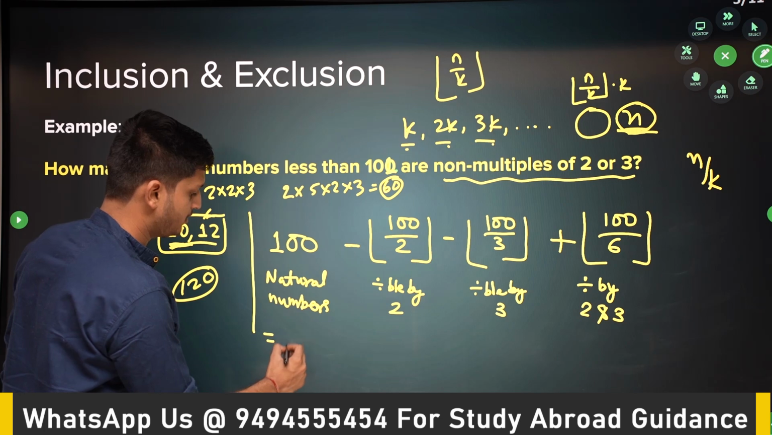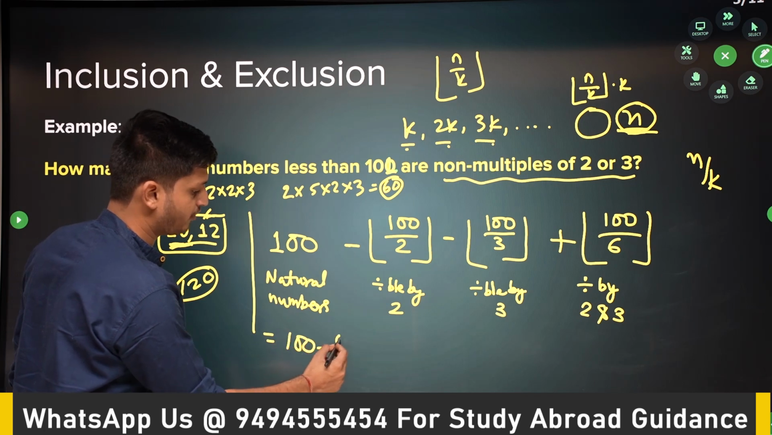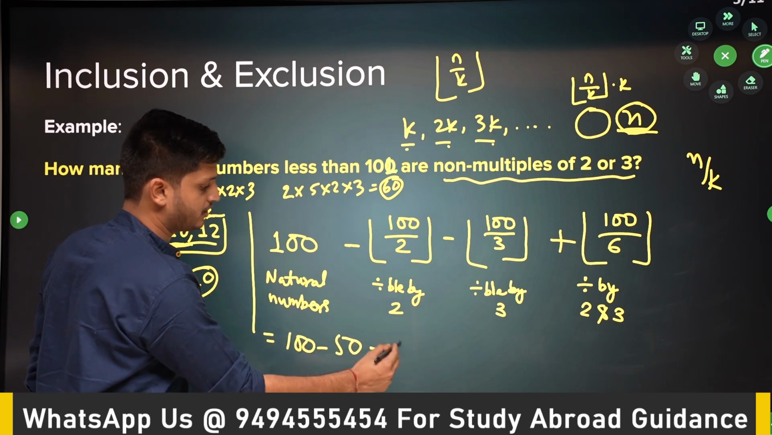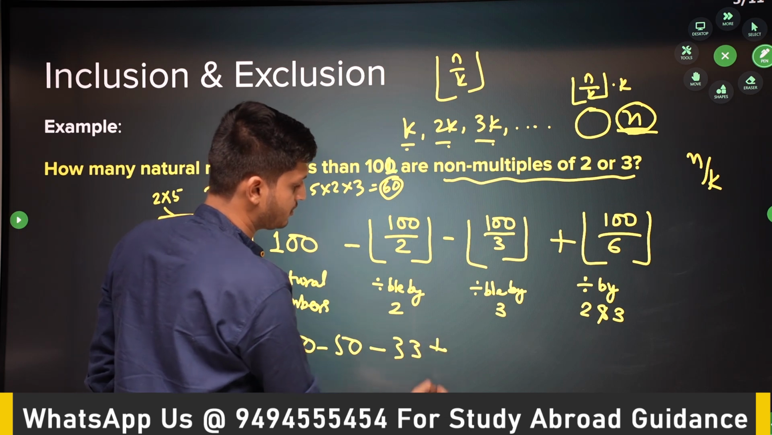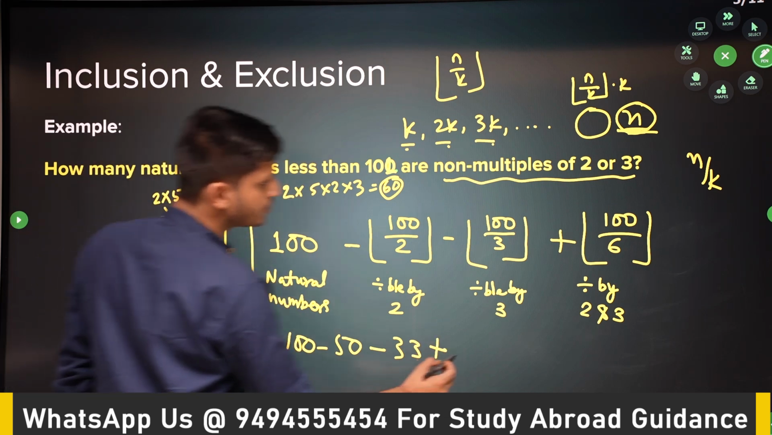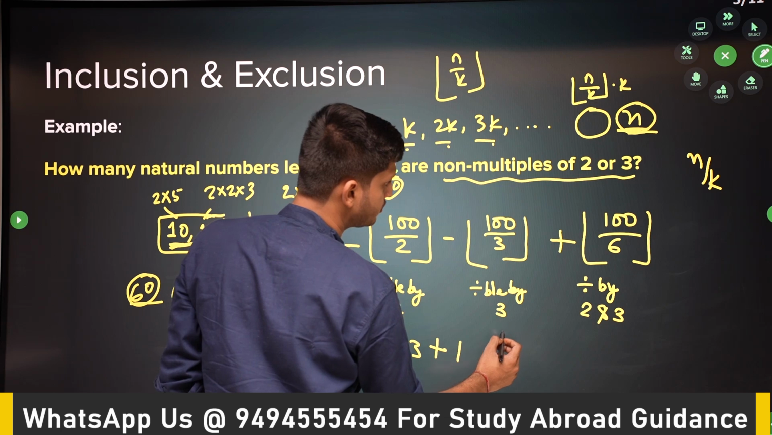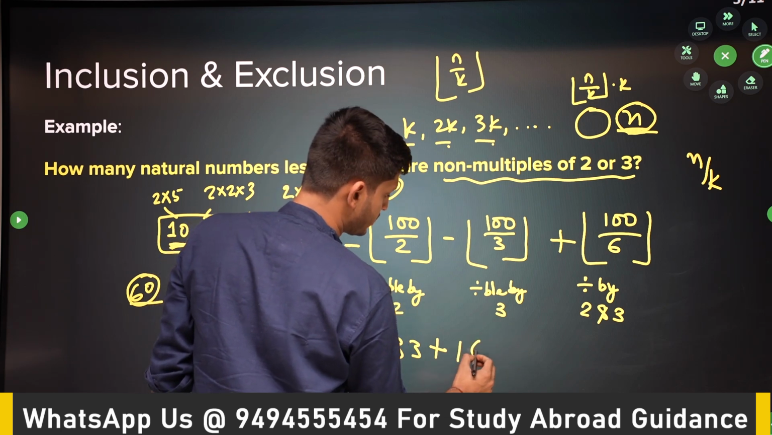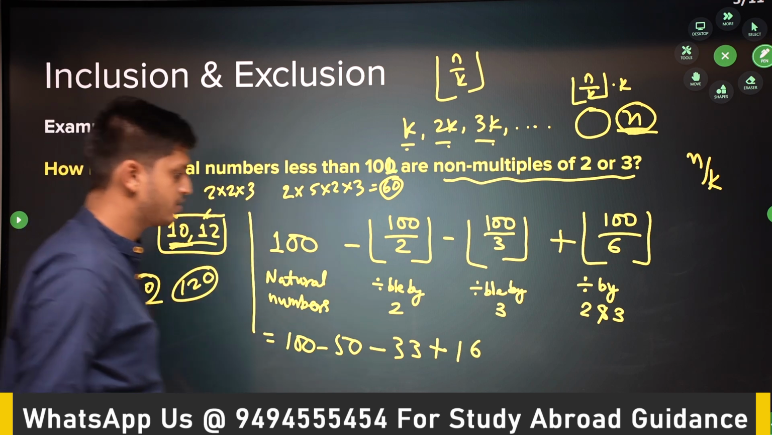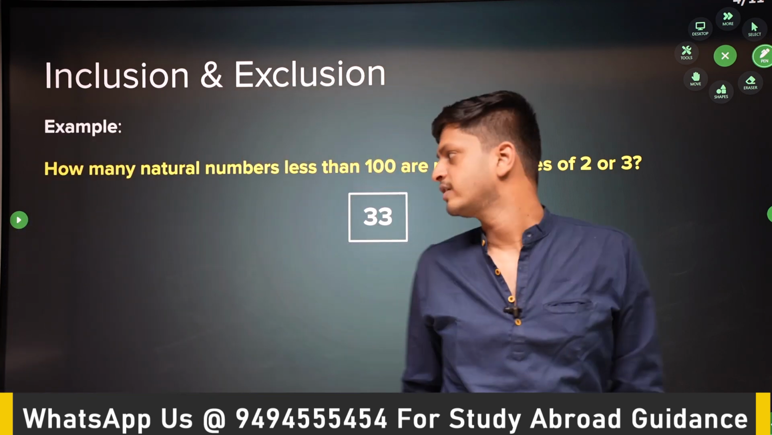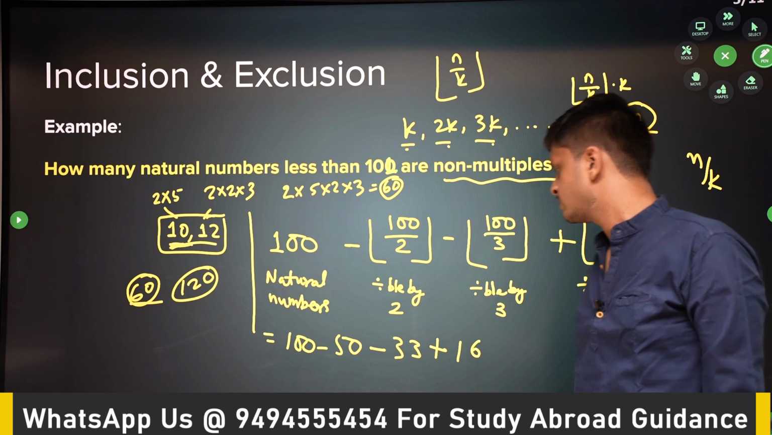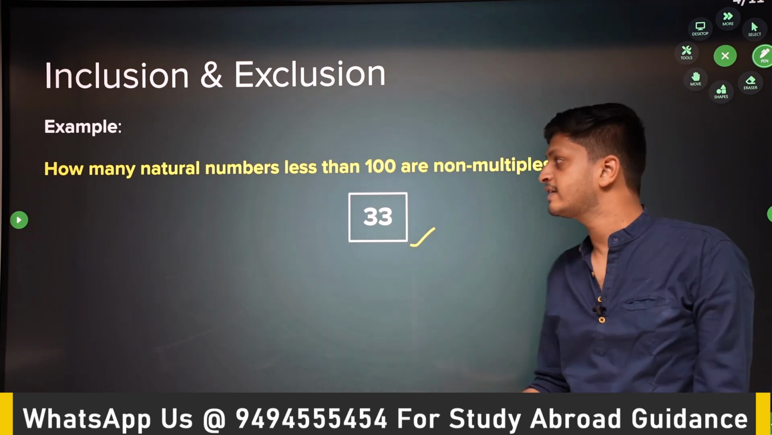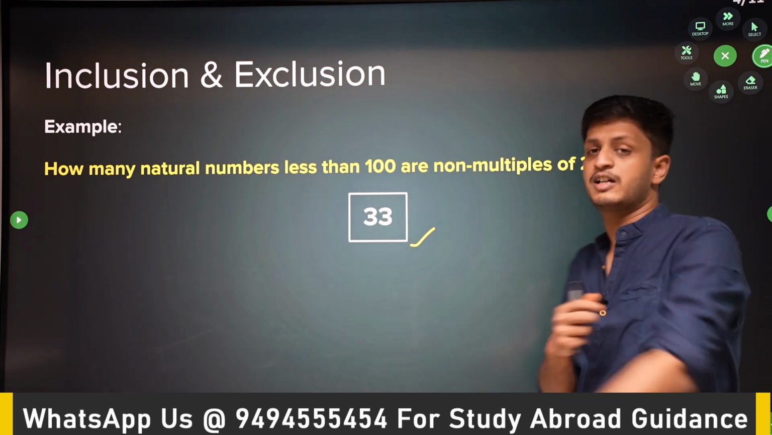So this is 100 minus 50 minus 33 plus 16. Okay. So if you just calculate it, it will come out to be 33. Cool. So there are 33 natural numbers which are non-multiples of 2 and 3.